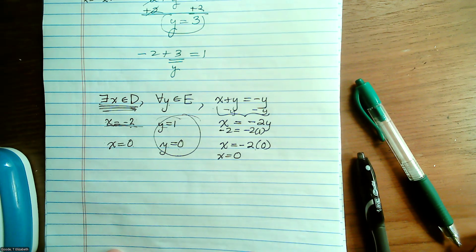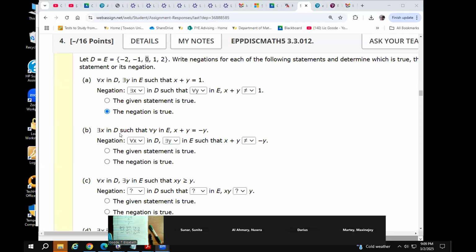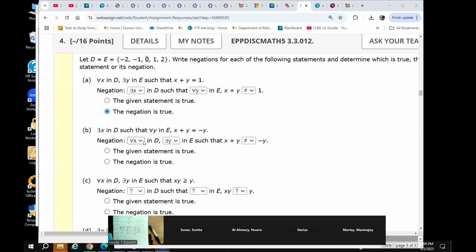So what that does is it makes us realize, gosh, the negation must be true. In other words, for every X in this set, we should be able to find at least one Y in this same set for which X plus Y is not equal to -Y. And it's true, if you pick X equals -2, you can find a Y so that X plus Y is not equal to -Y, right?